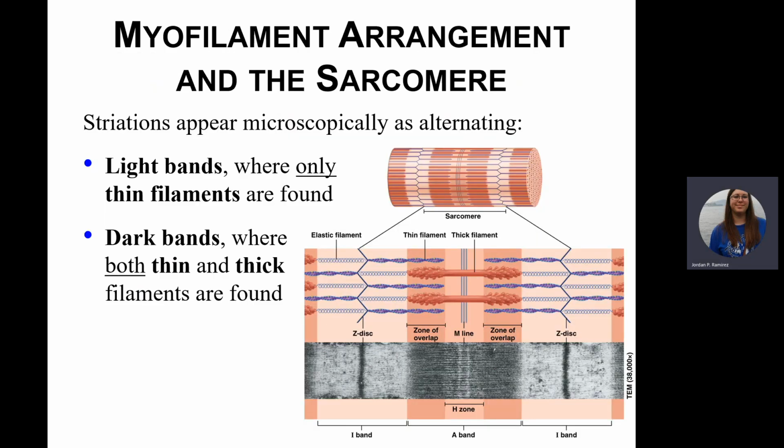All right, so striations. Let's talk about striations for just a second. Striations appear microscopically as alternating light bands and dark bands. That's actually what you saw when you looked underneath the microscope. You can see these little lines. They almost look like little lines on a piece of salmon or something. Makes sense. So they're little alternating lines between light and dark bands. Light bands are where only thin filaments are found, and dark bands are where both thin and thick filaments are found.